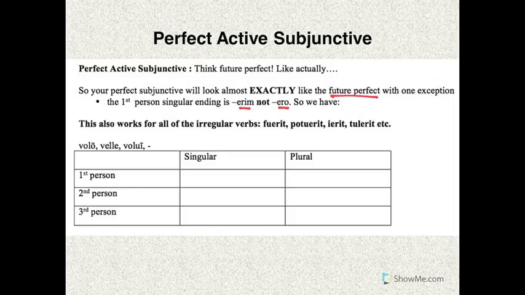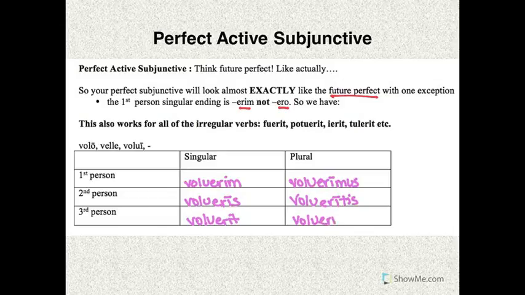So let's go ahead and conjugate our verb volo, velle, volui in the perfect active subjunctive. We'll take our third principal part, volui, and put the stem volu in all 6 blanks. And then we'll add our endings erim, eris, erit, erimus, eritis, and erint. Okay.